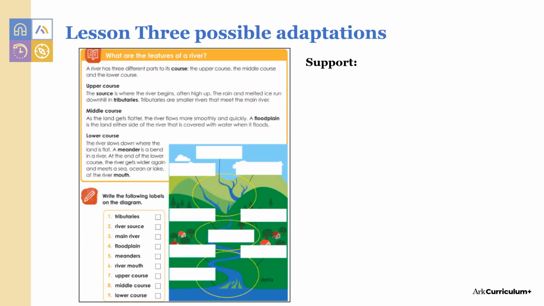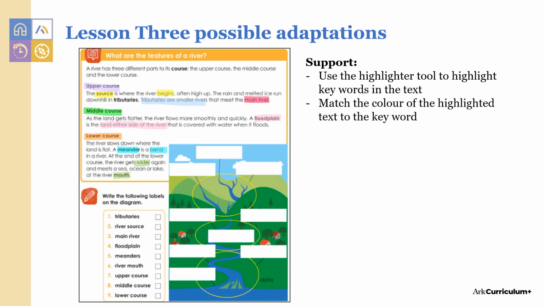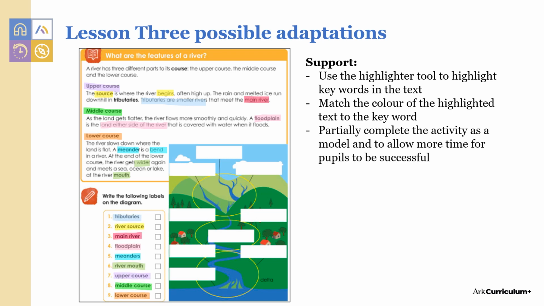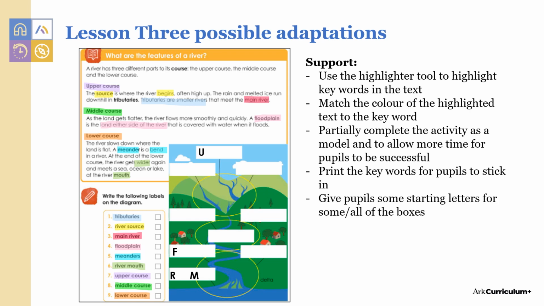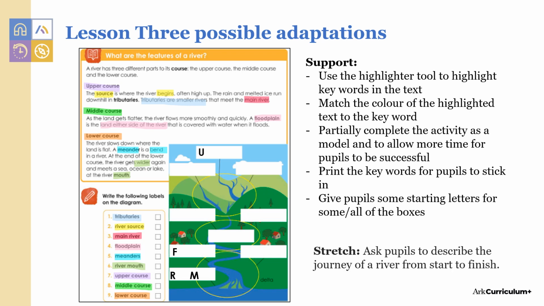For this activity, pupils need to add the labels to the diagram of the features of a river. Support pupils by using the highlighter tool to highlight keywords in the text. Match the colour of the highlighted text to the keyword. Partially complete the activity as a model and to allow more time for pupils to be successful. Print the keywords for pupils to stick in, and give pupils some starting letters for some or all of the boxes. Stretch pupils by asking them to describe the journey of a river from start to finish.